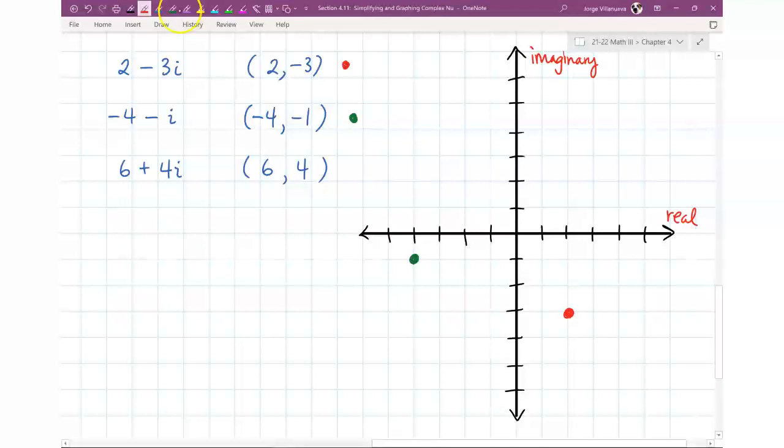6, 4. To do 6, 4, I'm going to use the purple dot for that one. I'm going to go 6 units to the right, 4 units up. There it is.